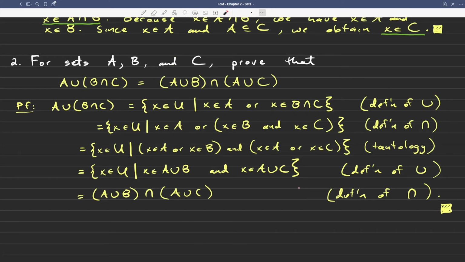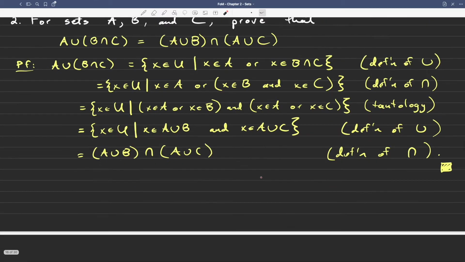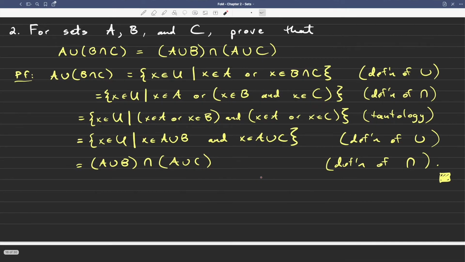Now, could we have done this using a double containment argument? Yes, we could. What we would see is that once you do one containment, all those steps were reversible, and so doing the reverse containment would just amount to reversing all the steps of the previous proof, and it would just feel like you're doing double the work. But that would be okay, and it would be good practice for you to take this proof that we've done here and convert it into a double containment proof.